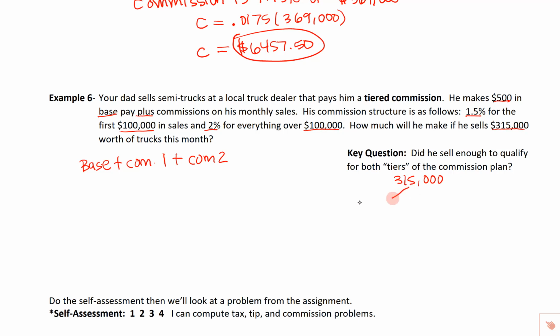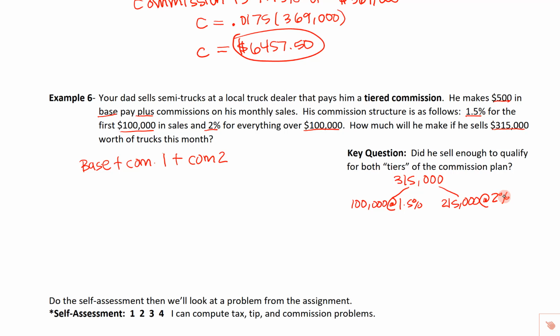So tier 1 is $100,000 at our 1.5%, and that just comes straight from our problem up here. The second tier is anything over that 100,000. So we're going to take 100,000 off of this 315. So that means we're left with $215,000 at, the second tier is 2% for everything over 100,000. So we're going to do 2% for that.